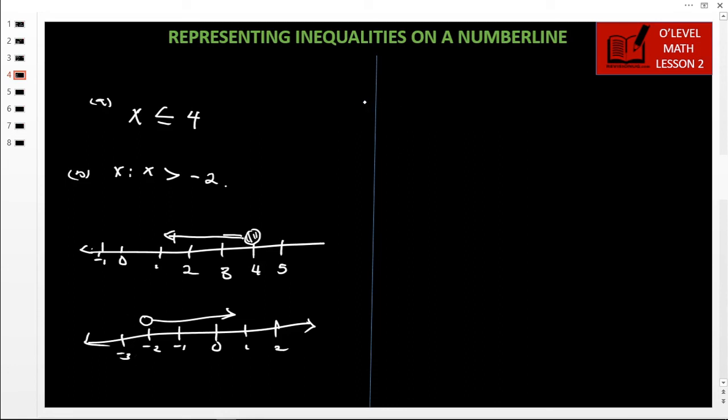So you try out this one. It is saying you solve, and you find out, 10 is less or equal to 20 minus 5y, less or equal to 15. So you try out that one.